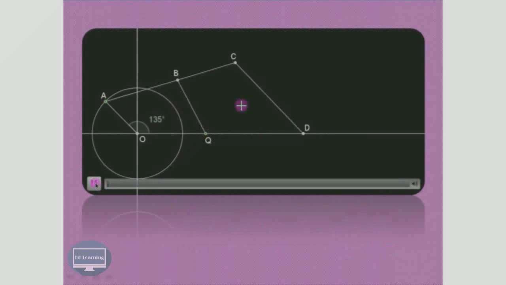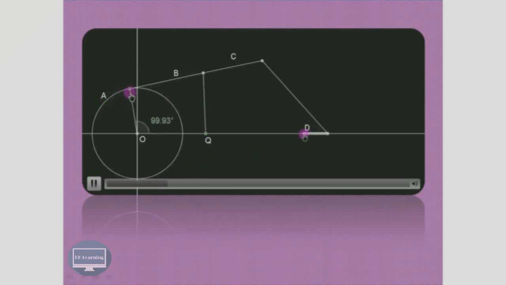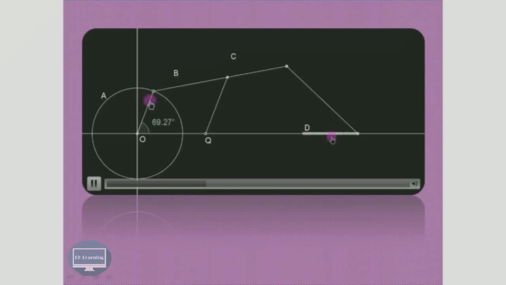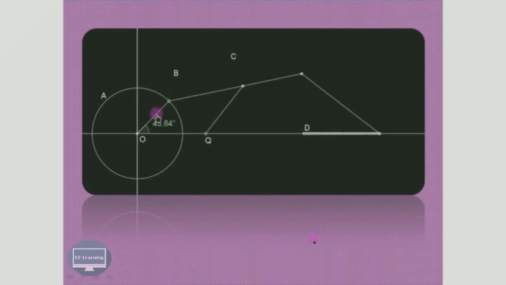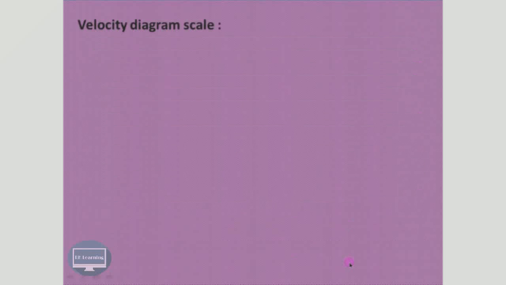In this particular case, let us try to understand how this works. If we rotate this crank in the given direction, then as you can see, this is the path traced by the slider. So in this way this particular mechanism is working, and we have to find out the velocities of the various links in this particular case.